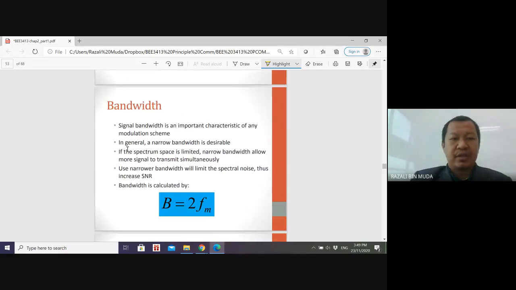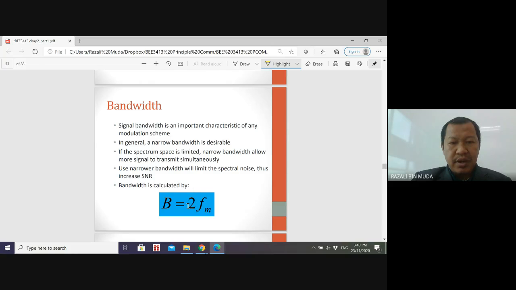So, bandwidth. For a sine wave signal, you can discuss bandwidth. Signal bandwidth is an important characteristic of any modulation scheme. In general, a narrow bandwidth is desirable. If the spectrum space is limited, narrow bandwidth allows more signals to transmit simultaneously. Using narrower bandwidth will limit the spectral noise, thus increasing the signal to noise ratio (SNR).